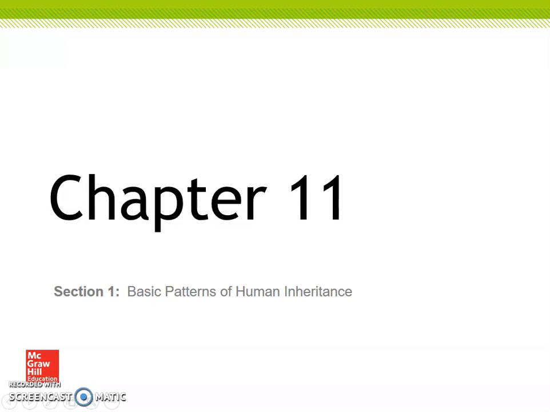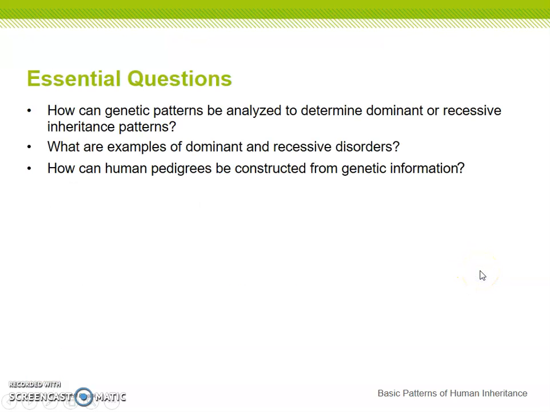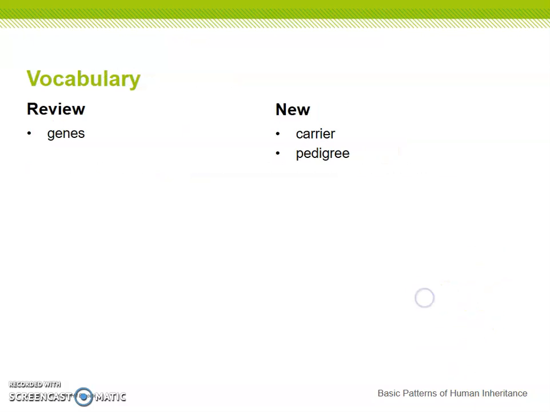Hello, ladies and gentlemen. Let's dive right into Chapter 11, Section 1, Basic Patterns of Human Inheritance. Our essential questions: how can genetic patterns be analyzed to determine dominant or recessive inheritance patterns? What are examples of dominant and recessive disorders? And how can human pedigrees be constructed from genetic information?